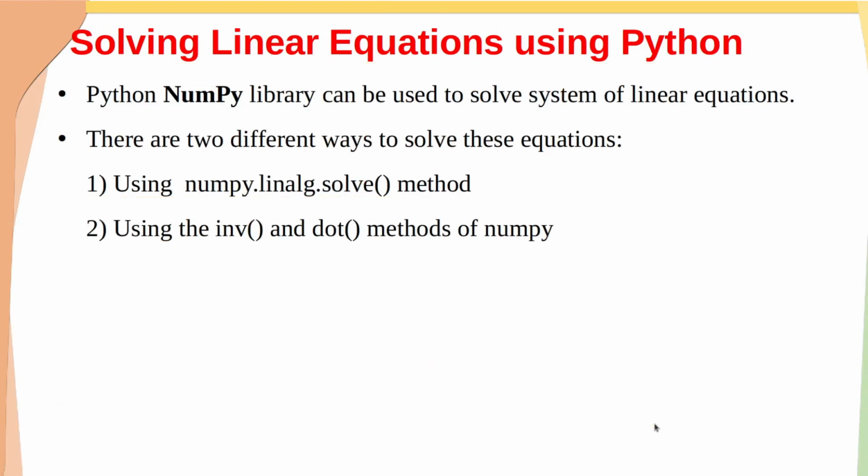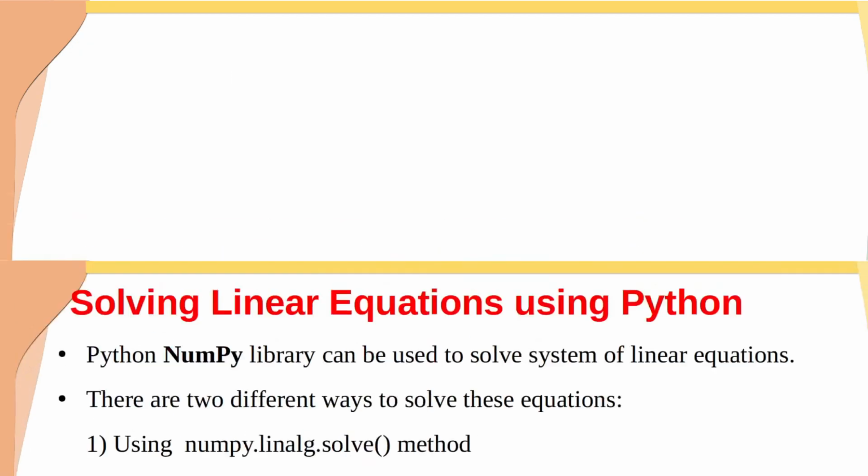How to solve these linear equations using Python? The Python NumPy library can be used to solve a system of linear equations, and there are two different ways to solve these equations. One is using the numpy.linalg.solve method, and the second is using the inverse and dot methods of the NumPy package. First we are going to find the inverse of a matrix and later we will find the dot product of matrices. We will use these two methods to find a solution of the given linear equations.